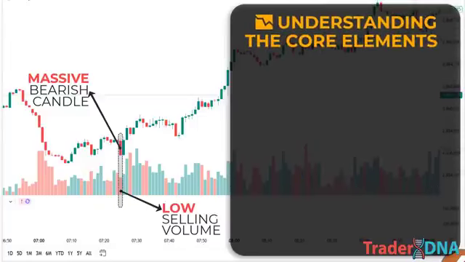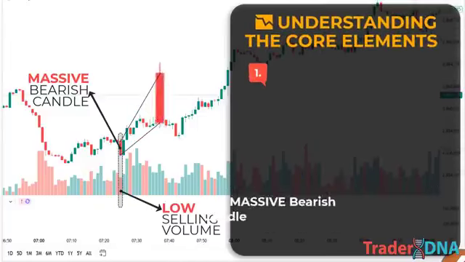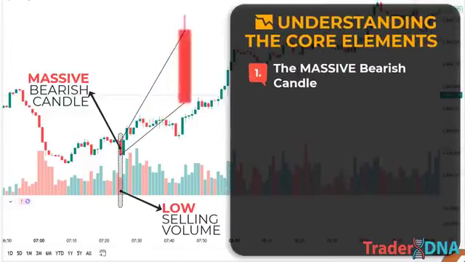Understanding the core elements. 1. The massive bearish candle. A bearish candle forms when the closing price is way below the opening price. If the candle is huge, that means price drops significantly within that time frame. General interpretation.